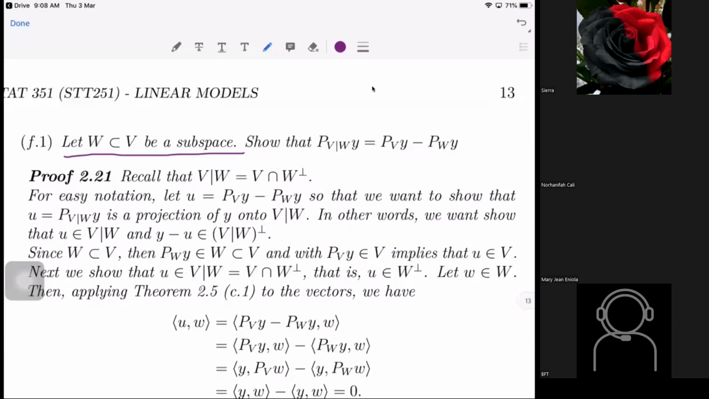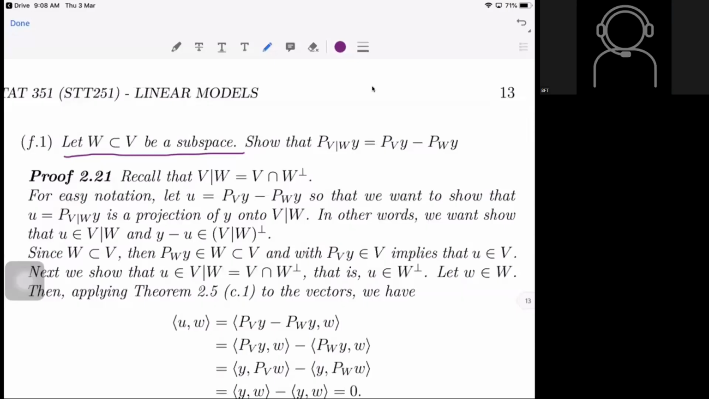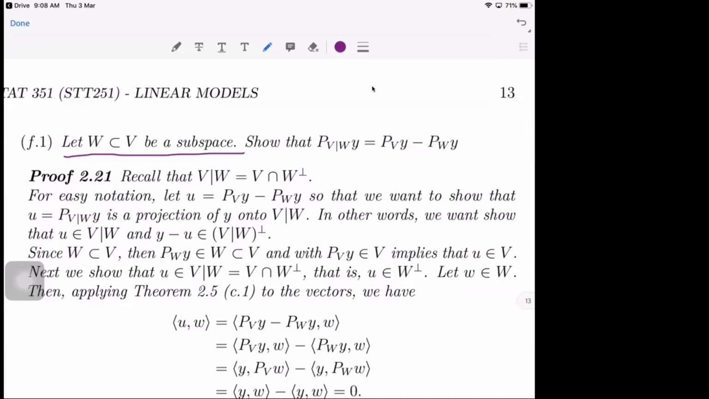Okay, so let's continue our lesson on linear models. Let's discuss result F1. Let W be a subset of your subspace V. We are to show that the projection of Y onto V mod W is just the difference between the projection of Y onto V and the projection of Y onto W.